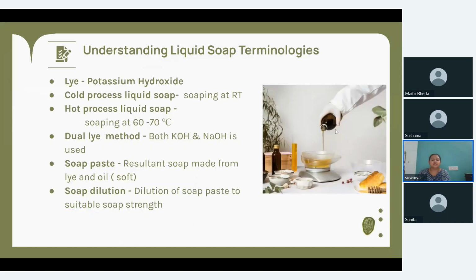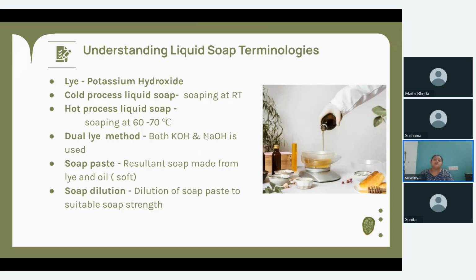Okay, then we will start to learn certain terminologies which we are going to use in our liquid soap making. The first one is the lye. Here we are using potassium hydroxide. Next comes the method of making the liquid soap. It can be made by two methods: one is cold process liquid soap making, and the other is hot process liquid soap making. And there is also a dual lye method of making liquid soap, where we use both sodium hydroxide and potassium hydroxide.